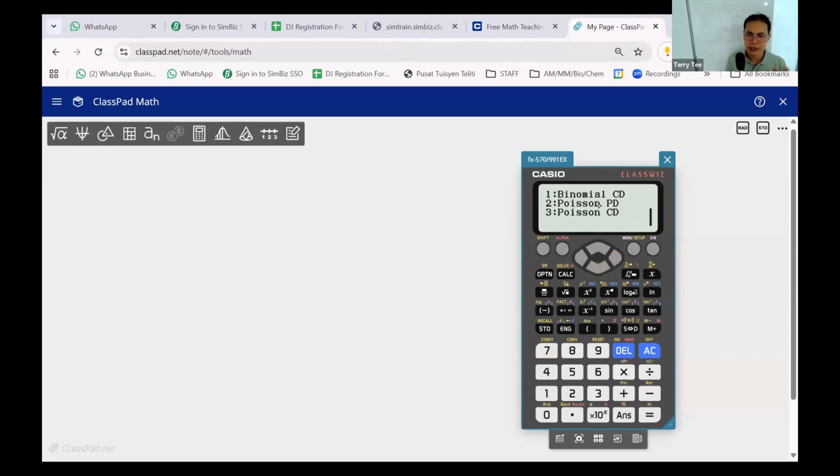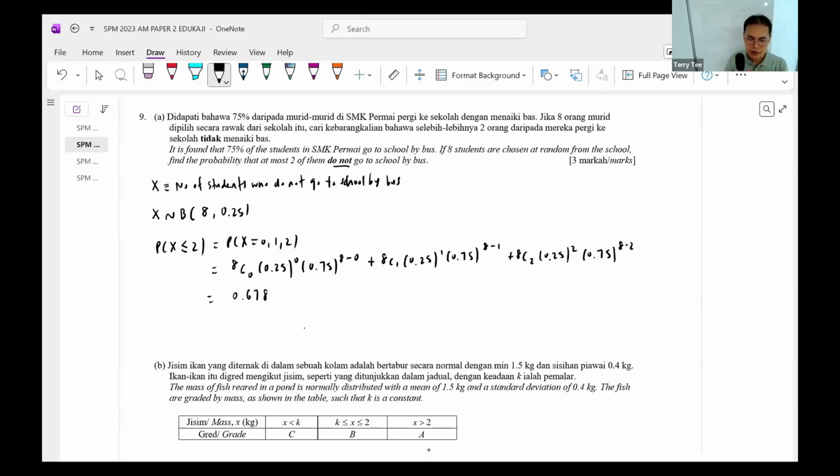CD stands for cumulative distribution. So you press 1 for cumulative, CD, press 2 for variable, and you press 2 for x. Why? X equals 2 means you count 0, 1, 2, add together, right? So what's your n? Everyone, your n is 8. What's your p? 0.25. Then you should get this answer, 0.6785. Easy, right? Calculator is easier. But if not, you just type one by one, the manual way. So that is the first part.